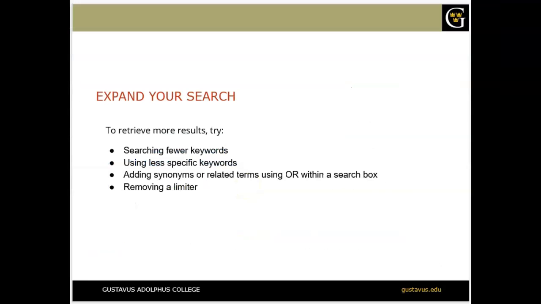There are a number of strategies you can use to broaden your search and increase the number of results that you get. You can search fewer keywords, you can use less specific keywords, or you can add synonyms or related terms using OR within a search box. You can also try removing a limiter. For instance, if you've limited to articles from the last 5 years, you can remove that and get more results.